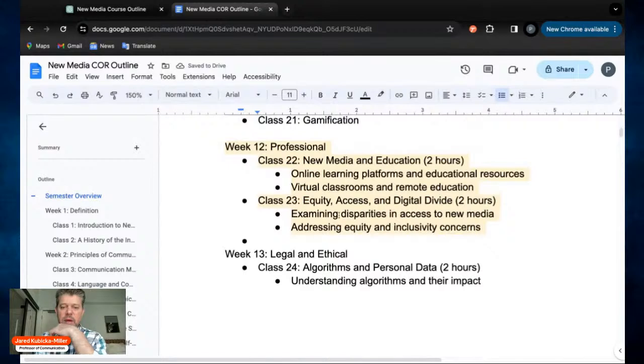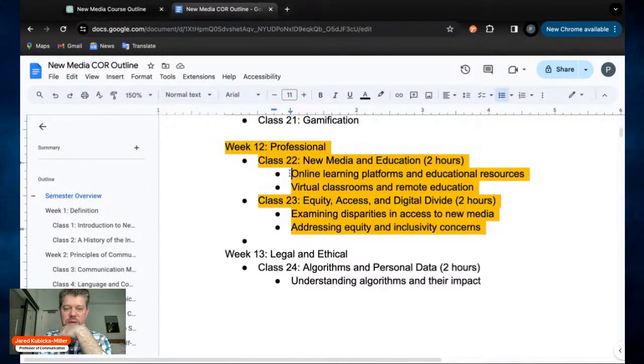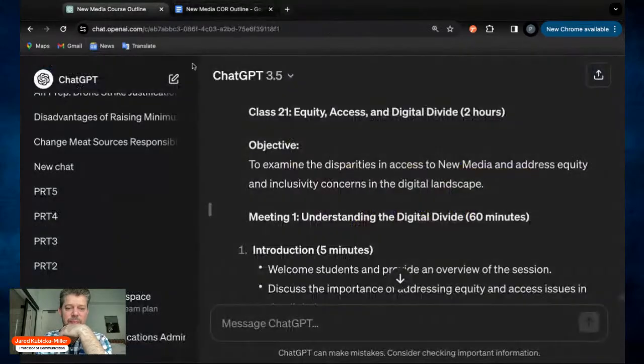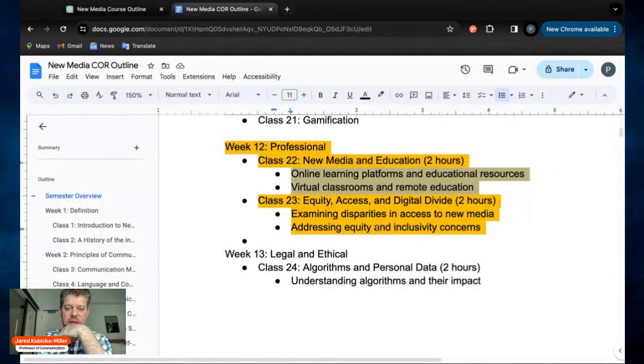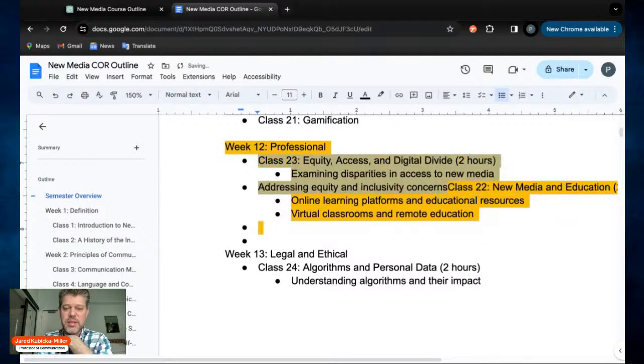But online learning platforms, education resources, virtual remote education. So understanding the digital divide. I'm thinking the equity, access, and digital divide looks like the first one, right? This is everything that they're talking about in that first one, and it makes more sense, right? Okay.